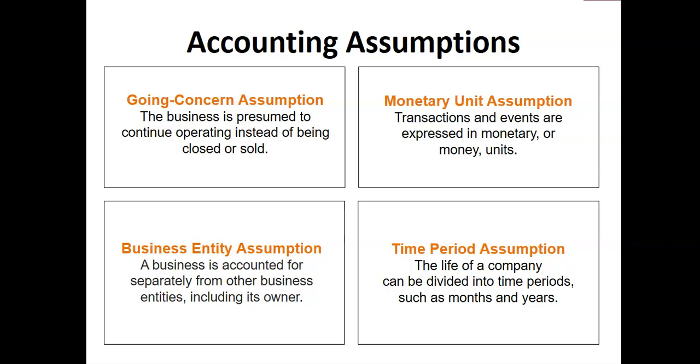Then we have accounting assumptions. We have the going concern assumption. This states that the business is presumed to continue operating at all times instead of being closed or sold. What this rule means is that we record accounting information about this business with the belief that this business is going to exist forever.